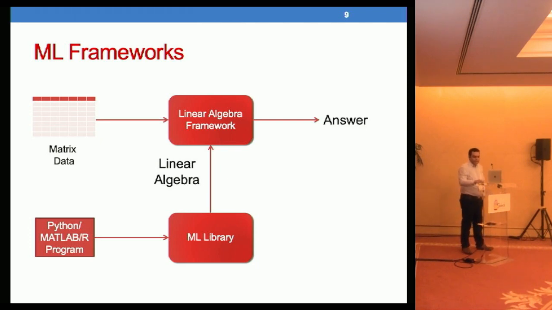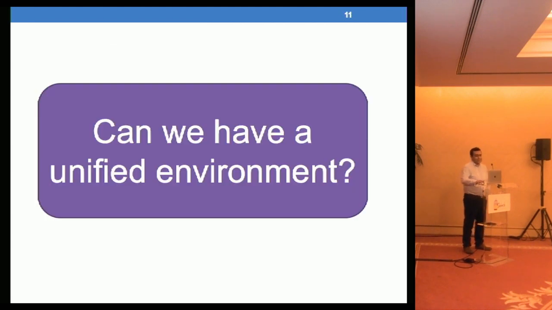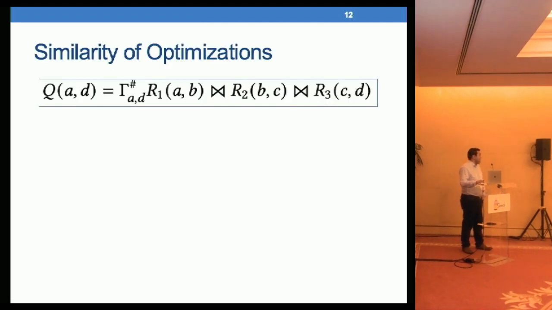And again, linear algebra is an algebra. It provides some cool optimizations similar to what we have seen for the relational algebra. Similar, but different. So the question that we want to answer today is: can we have a unified environment? And for that, let me show you one example of an advanced optimization that some of the database systems would do. Let's consider the case that we are joining three relations and we want to compute a group by aggregate over the join of these three relations.